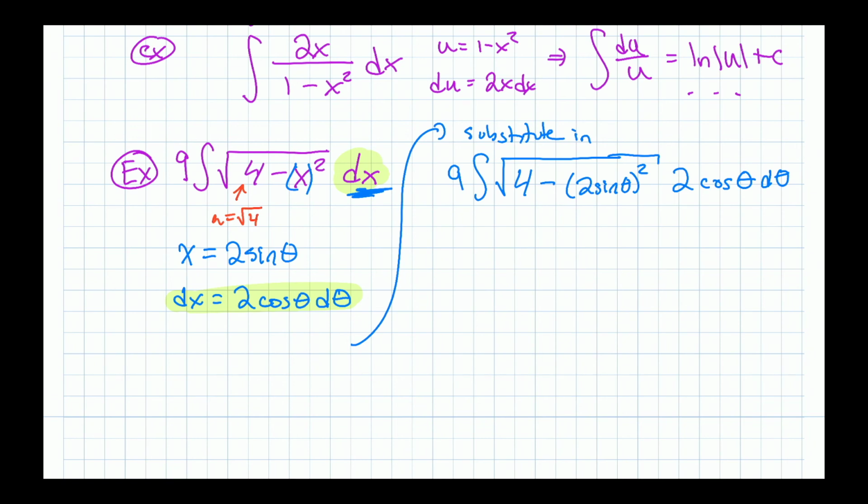Right? Now I can take the 2 and the 9, combine them, so I get 18 integral square root. And I'm going to go ahead and square this, the 2 sine theta. So you square it, you get 4 minus 4 sine squared theta. And then on the outside we have cosine theta d theta. So what we did so far, you do on every trig sub problem, right? All of this is just kind of on autopilot once you've done a couple of these.